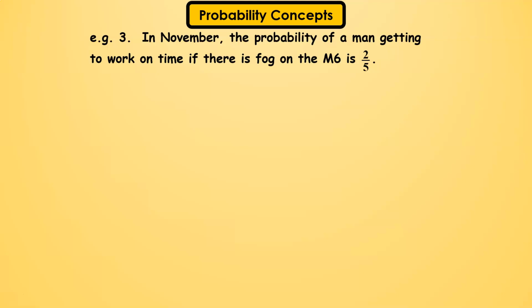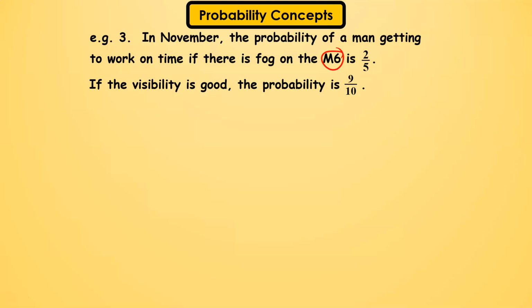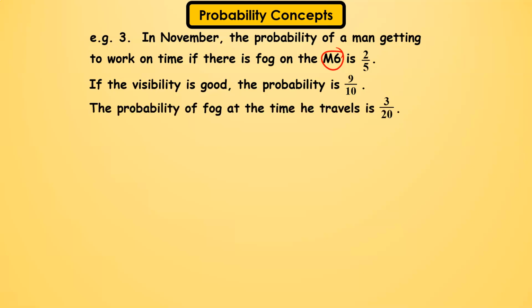I'll show you one more example of using a tree diagram and conditional probability. So here in November, the probability of a man getting to work on time if there's fog is 2/5 on the M6. The M6 is a motorway that goes north to south through England. It goes through Oxfordshire all the way up to Manchester, I think. If the visibility is good, the probability is 9 out of 10. The probability of fog at the time he travels is 3 out of 20.